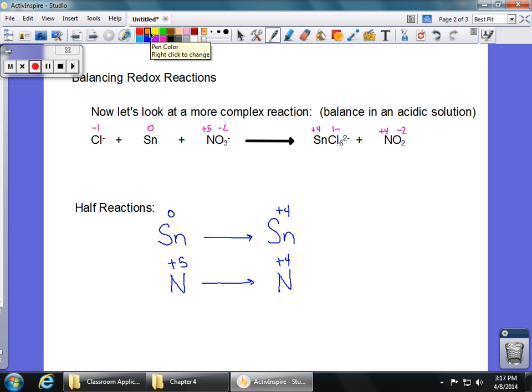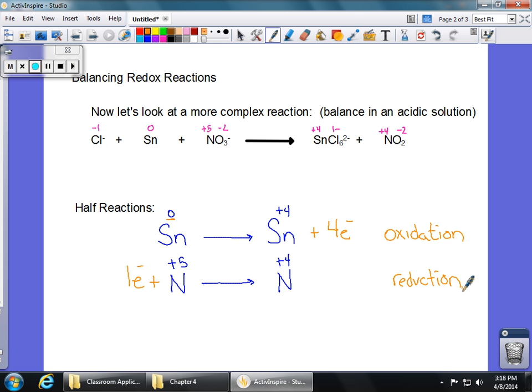How many electrons will we need to add to the various sides of our half reactions? Well, for us to have an overall charge of 0, a +4 oxidation state on tin means that 4 electrons had to have been lost. We lost electrons, therefore this is our oxidation half reaction. Nitrogen, on the other hand, has to have the more positive of a +4, and so 1 electron will be added to nitrogen. Since 1 electron is being gained, the nitrogen represents the reduction half reaction for this reaction itself.